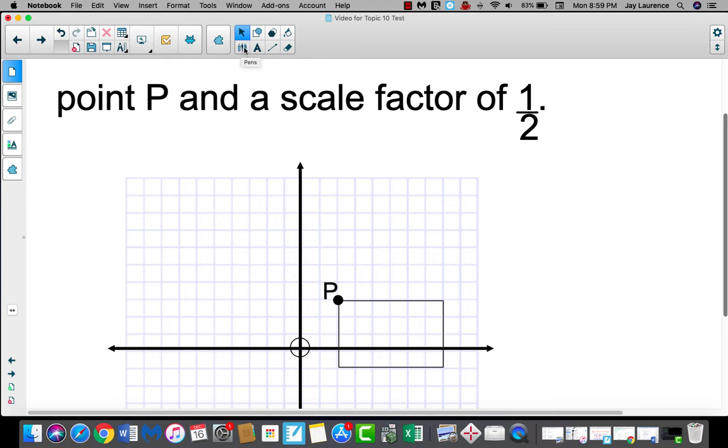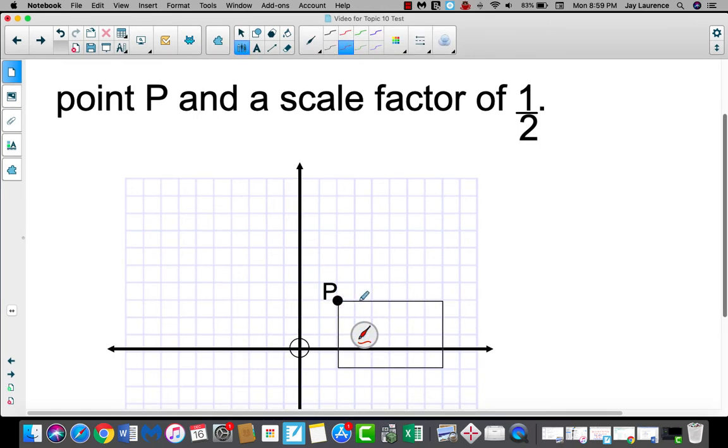What this means is, since scale factor is 1/2, I'm going to multiply the length of the side here by 1/2 and the length of this vertical side by 1/2. So let me see, how long is this horizontal side? Well, it goes 1, 2, 3, 4, 5, 6.